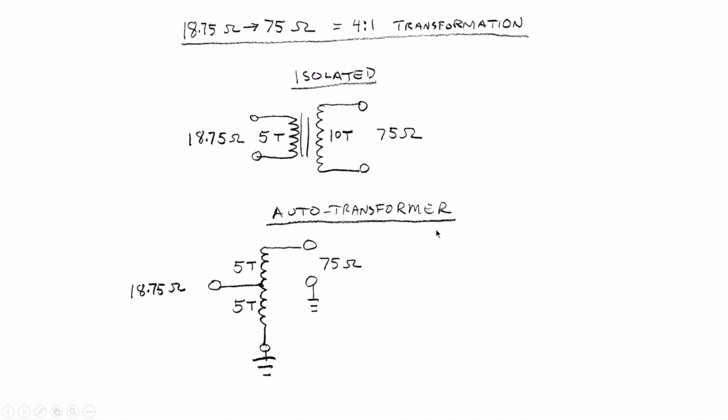Below is the auto transformer architecture. It's the same thing. The 18.75 ohm input is 5 turns above ground. The 75 ohm port is a total of 10 turns above ground.